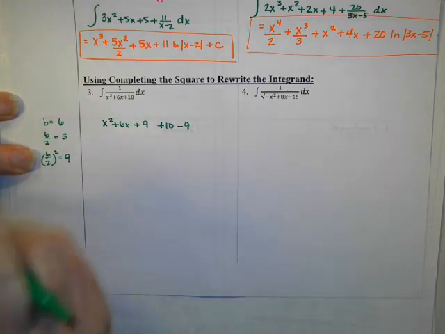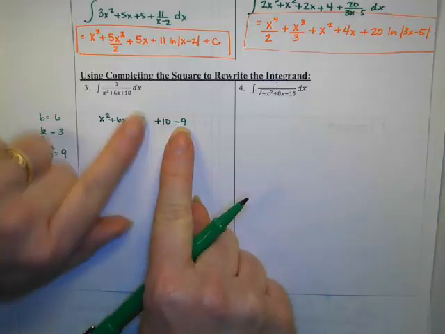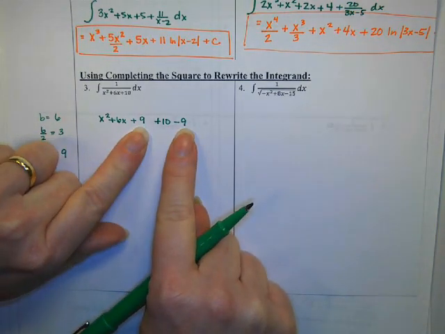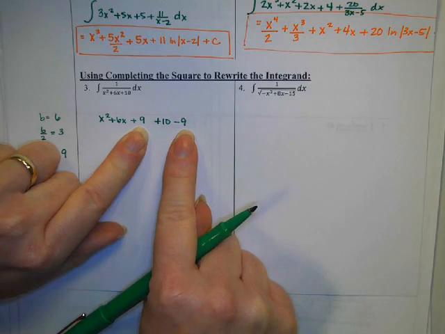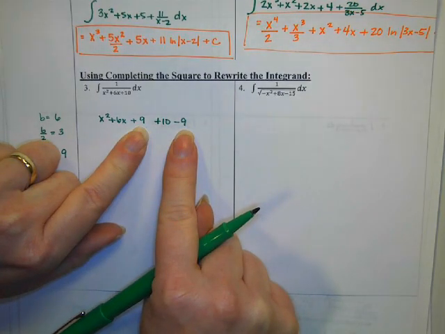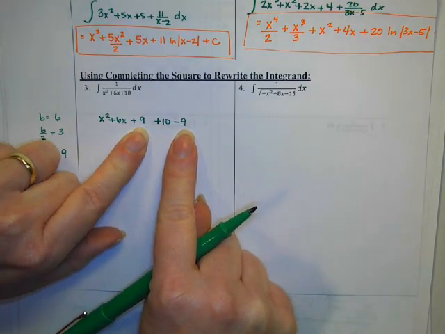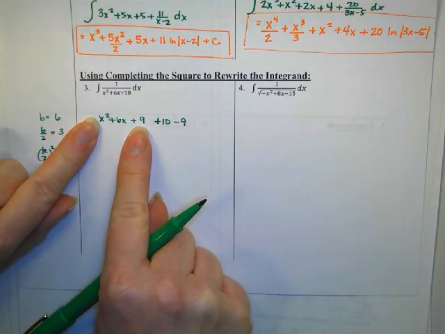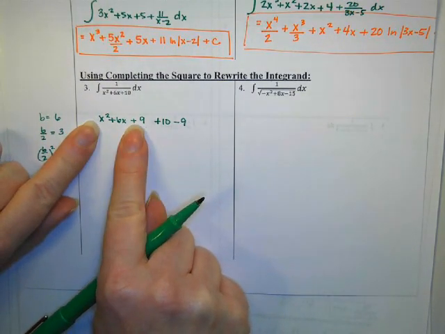All right. So I'm adding 9, but I'm also subtracting 9. Because if I add 9 and take 9 away, you don't really do anything, right? That doesn't really change. It's like adding 0. It's like I didn't really do anything. But what I did do was make this a perfectly factorable trinomial.